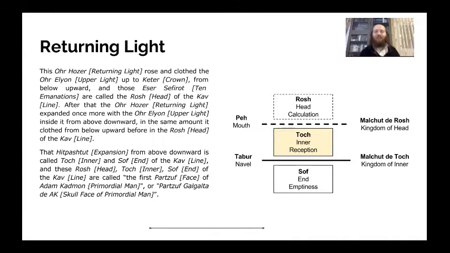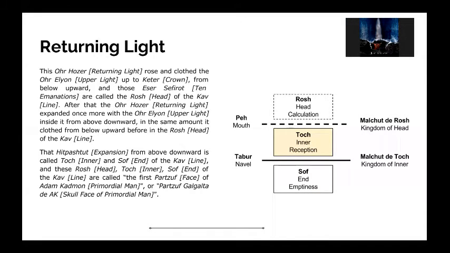Why does it say... okay. After it closed, I'm sorry for banging on about this. That's totally fine. After it closed, when it hit the screen, it then says that the Or Chozer expanded once more with the Or Elyon inside it from above downward, in the same amount it closed from below upward before in the Rosh. What's happening now? Now it expanded once more.